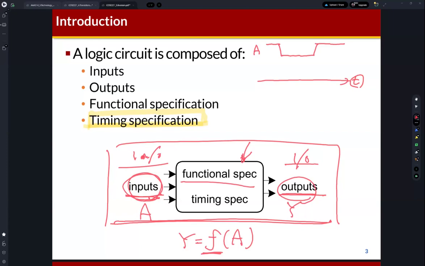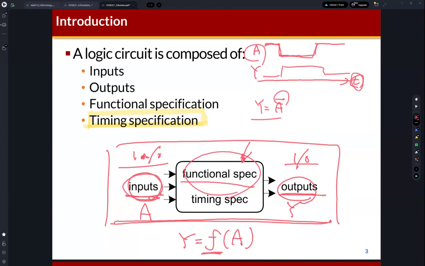So in the real world, we need to consider time. The signal values change by time, right? And if the input is given like this, then the output value will also change, based on certain functions, the specific functional specification. For example, if y equals not of a, this is the functional specification of the NOT gate, right?